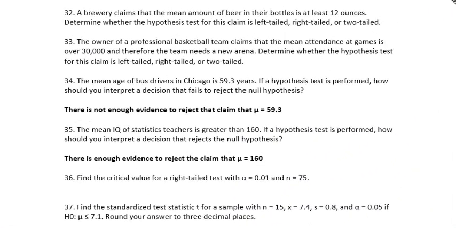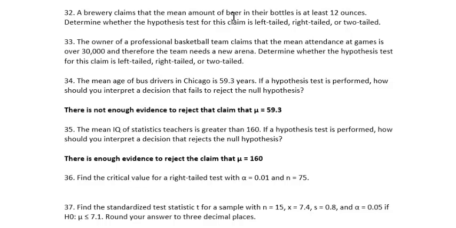The owner of a professional basketball team claims that the mean attendance at games is over 30,000, and therefore the team needs a new arena. Well, that seems to be the same kind of question. The word over means we're testing for at least. Really, it's the same claim.